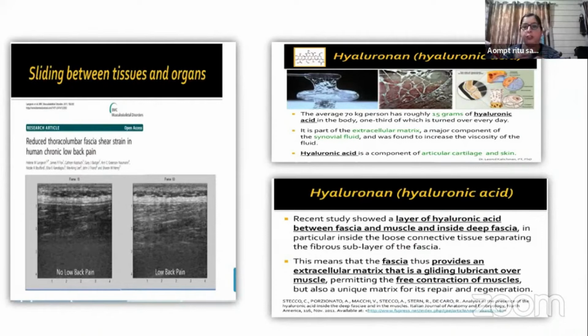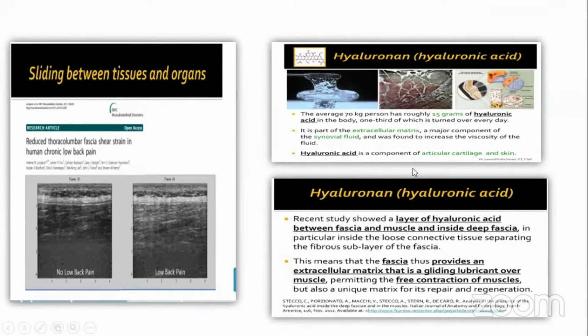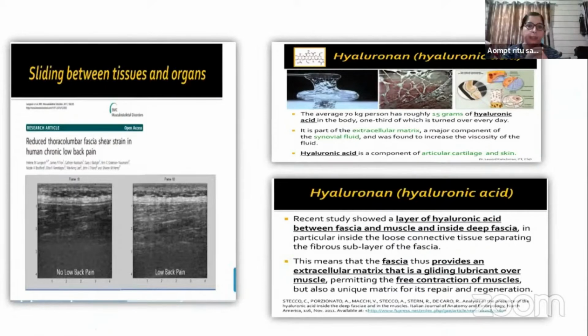This will give the lubrication for covering the muscle, so that free contraction of the muscle can happen. So if there is something fascia related, the patient is having pain, the fascia is tight in that area, it will not allow the muscle to glide, because it is not producing that component which provides the gliding. So the muscle will not glide easily. You can see in this picture, like in our articular cartilage or in the skin, this acid is present, giving the gliding for the muscle. This is produced by the fascia.